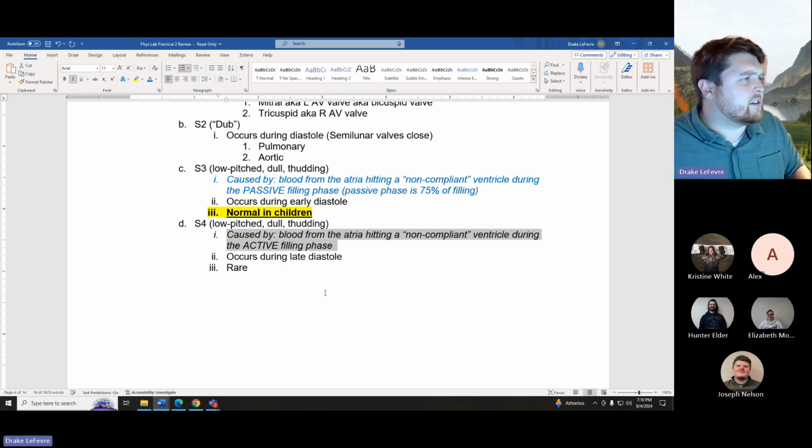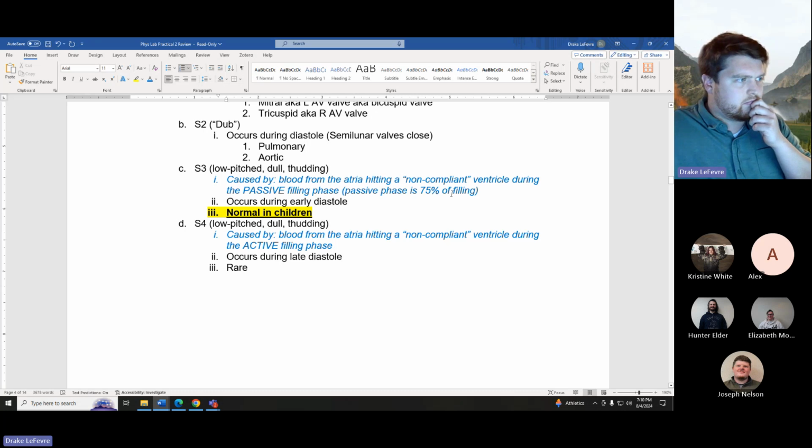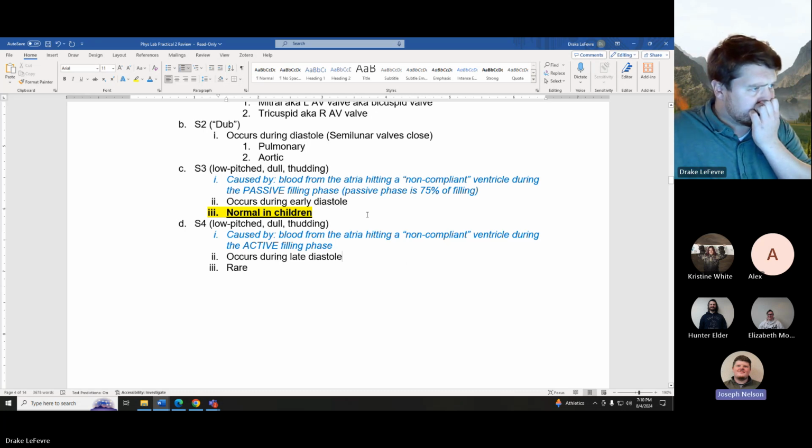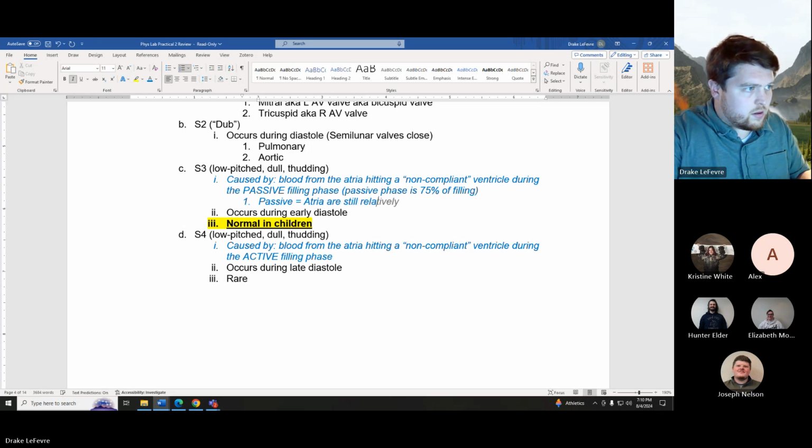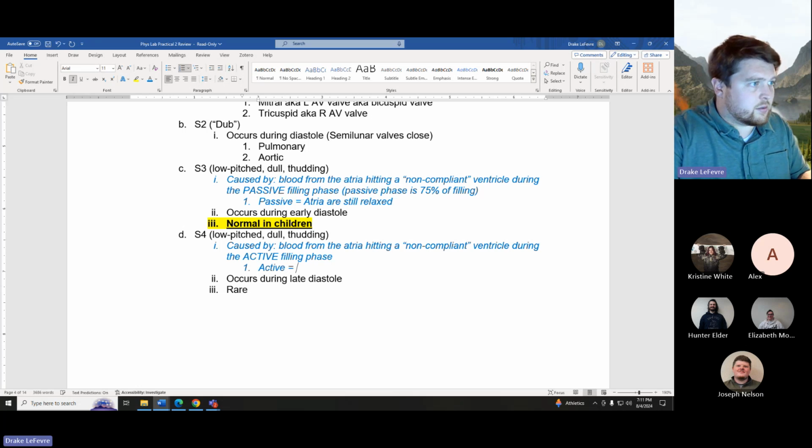When I say active versus passive filling phase, what does that mean? Passive means the pressure gradient is moving blood into the ventricle, but active means the atria is actually contracting. Yeah. The passive, the atria are relaxed. Active equals atria are contracting.